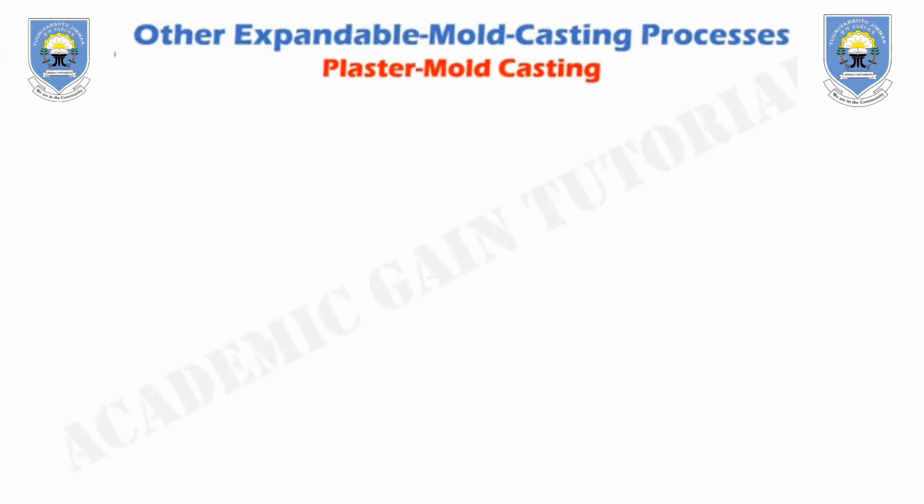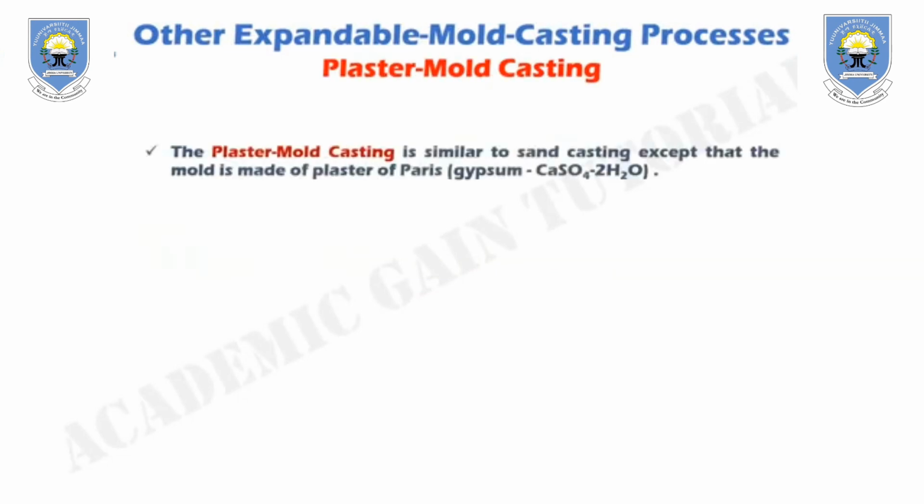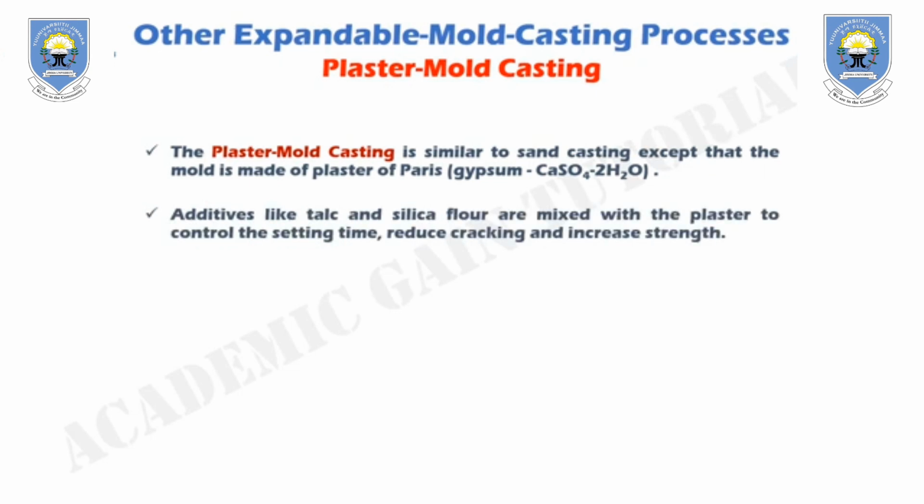Plaster mold casting. The plaster mold casting is similar to sand casting, except that the mold is made of plaster of Paris, or gypsum. Additives like talc and silica flour are mixed with the plaster to control the setting time, reduce cracking and increase strength.